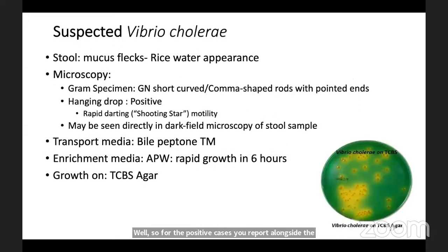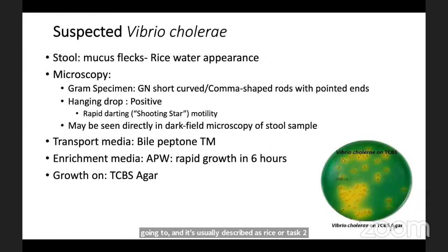And if you want to culture Vibrio cholerae, it is ideal to use TCBS for the culture. So in the stool, you see a lot of mucus and flecks. Mucus flecks in the stool, and it is usually described as rice water stool. And we know that it is seasonal.